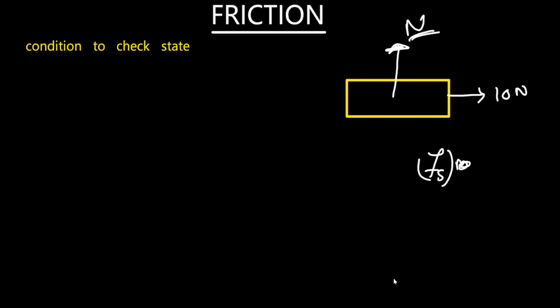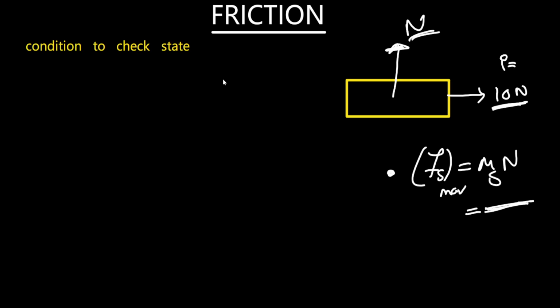You can calculate fs maximum as mu s will be given and N you can calculate, so you will get a certain amount. Once you get fs maximum, you need to check this applied force, that is P, whether P is less than or equal to mu s into N. That is the limiting friction value, or we can say the maximum value of frictional force in static. If P, the applied force, is less than mu s into N, you will say that the body is at rest. It is at static equilibrium.